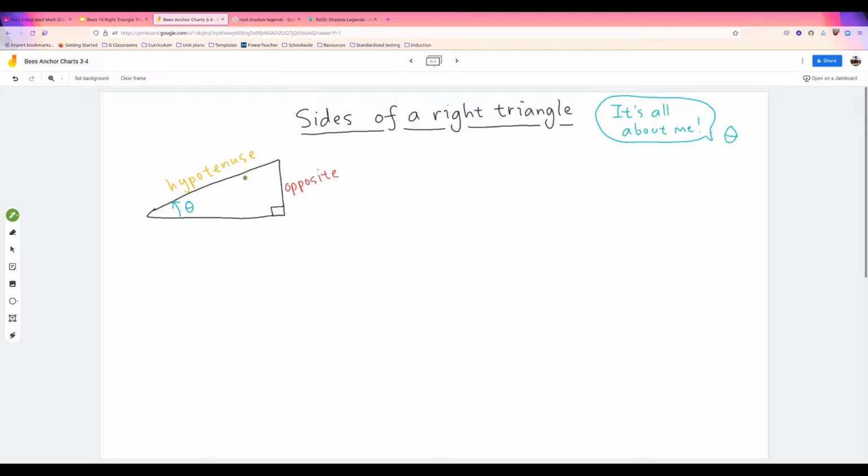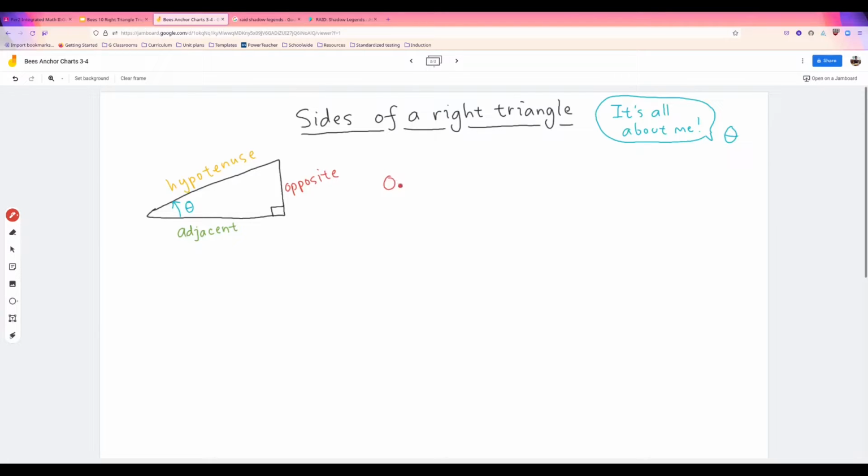So you've got your hypotenuse, the longest side. You've got the opposite side, which is across from theta. And then theta's got the side that's closest to it, the shortest side that's closest to it, and that is the adjacent side. Adjacent meaning next to, right? So the adjacent side is next to theta. Okay, let's define these sides really quick, just in terms of words, so that we know precisely why they are what they are.